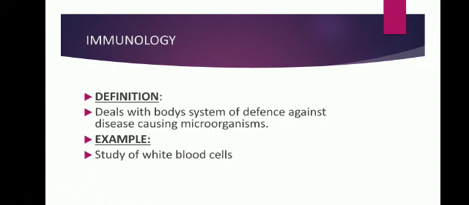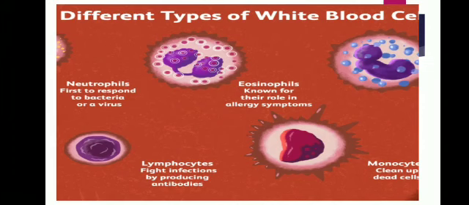For example, the study of white blood cells. You can see the different white blood cells. These white blood cells are present in our blood and they are responsible for helping to defend our body against different diseases, germs, viruses, bacteria by producing proteins like antibodies that help to kill the germs, viruses and bacteria and provide immunity to our body.